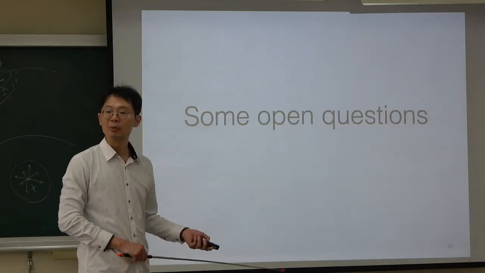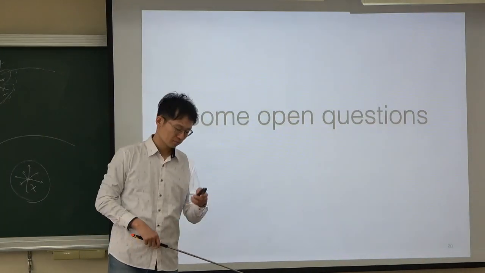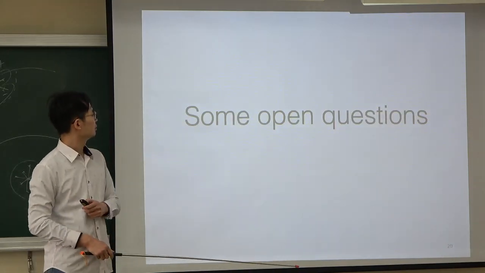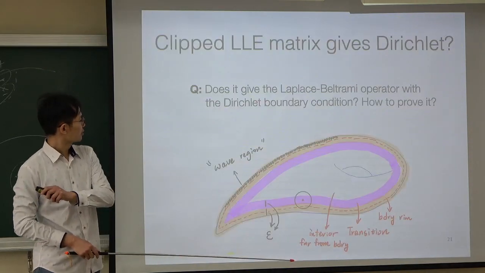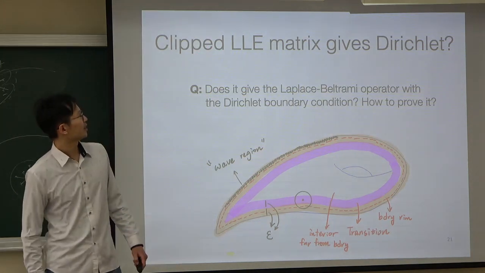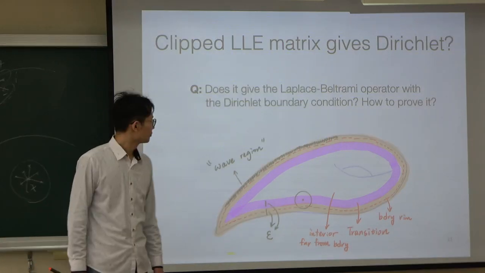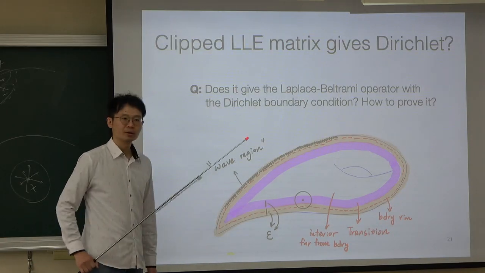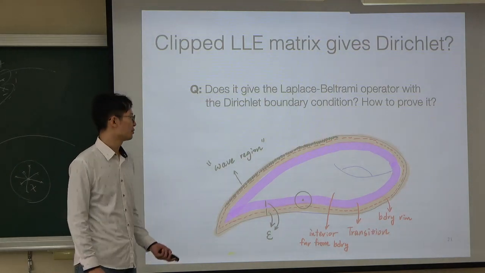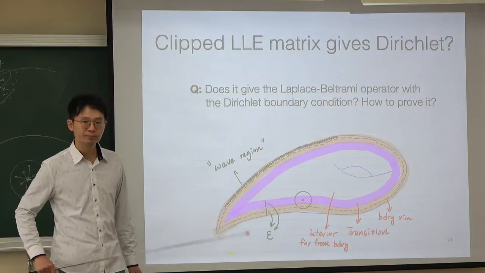So let me give you some open questions in this direction, which we still cannot solve. So first, numerically, it seems that the clipped LLE gives a Dirichlet boundary condition, but is it really true? We haven't got a proof for it. So this is a question. Okay, an open one.